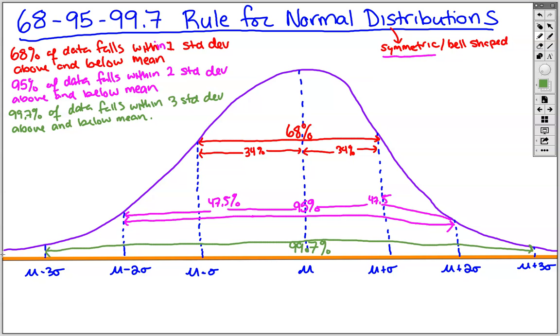So what falls outside here? What percent of the data falls outside here? Well, we know that if 99.7% of the data falls within those, then that's 0.3% left outside 3 standard deviations above and below the mean.